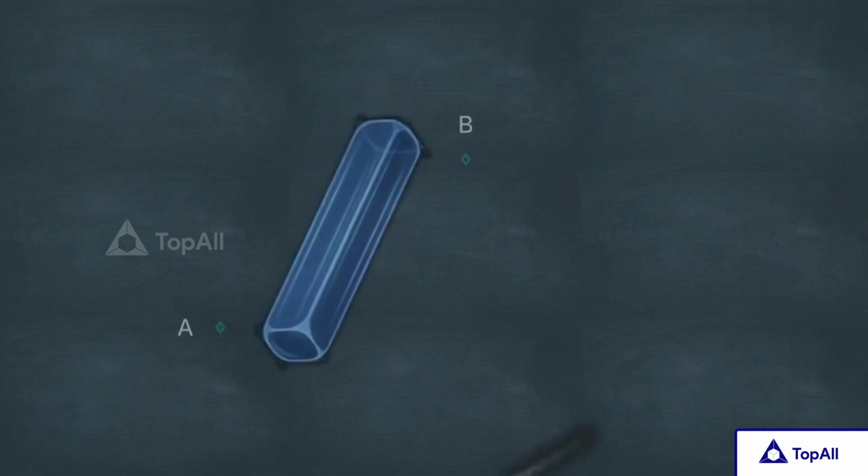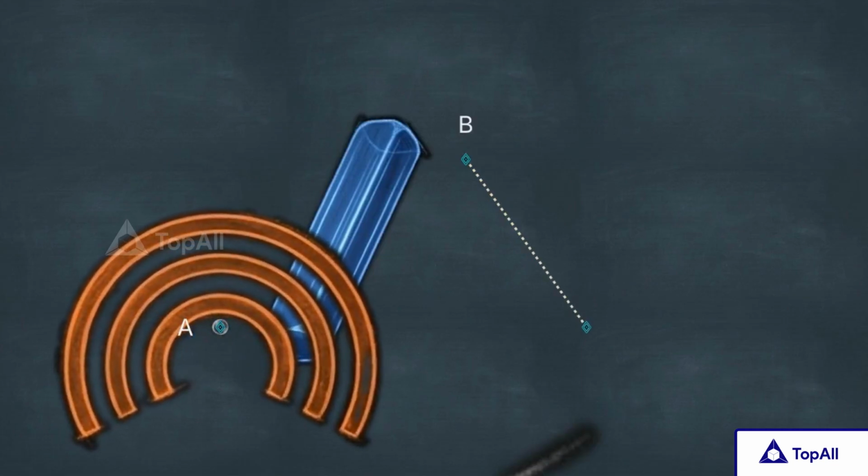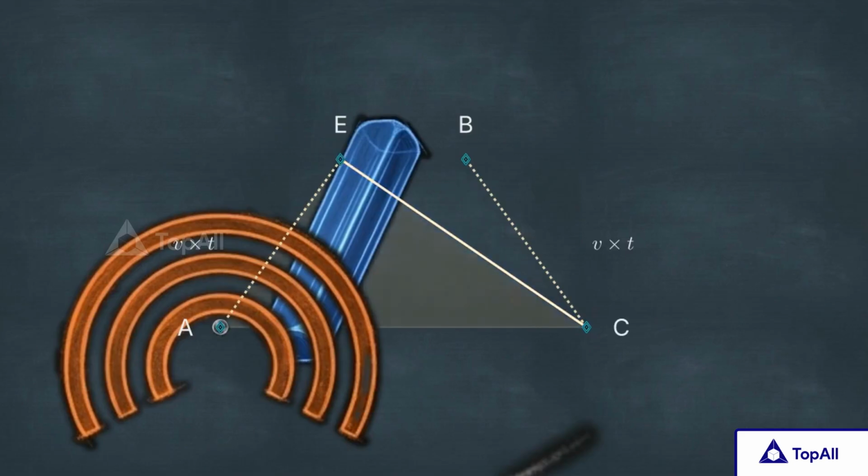Point B travels through the air at speed v for time t to reach the mirror at point C. We label this distance v times t. During that same interval, the wavelet born at point A expands to a radius of v times t. Drawing a tangent line from point C to the outer edge of this wavelet gives us point E. This line, CE, is the fully formed reflected wavefront, the sum of all the secondary wavelets.